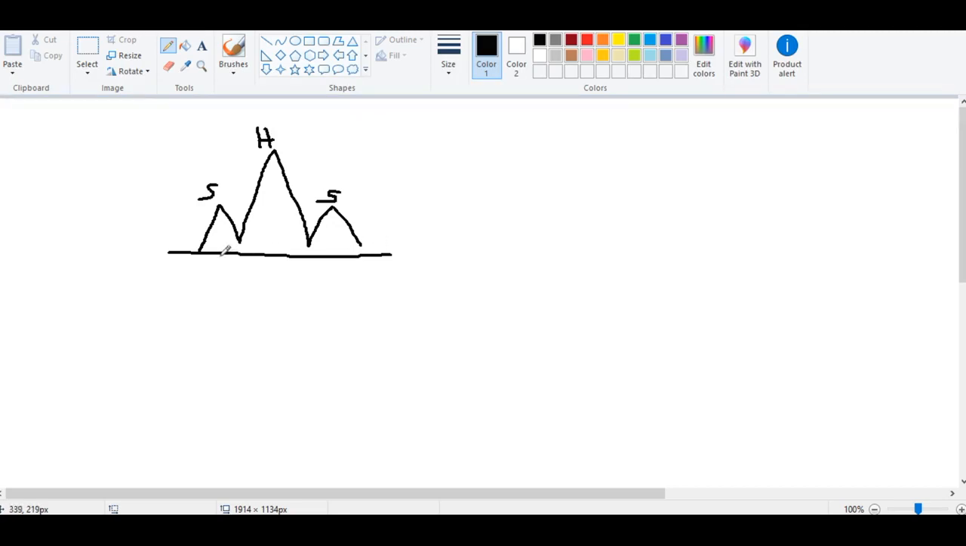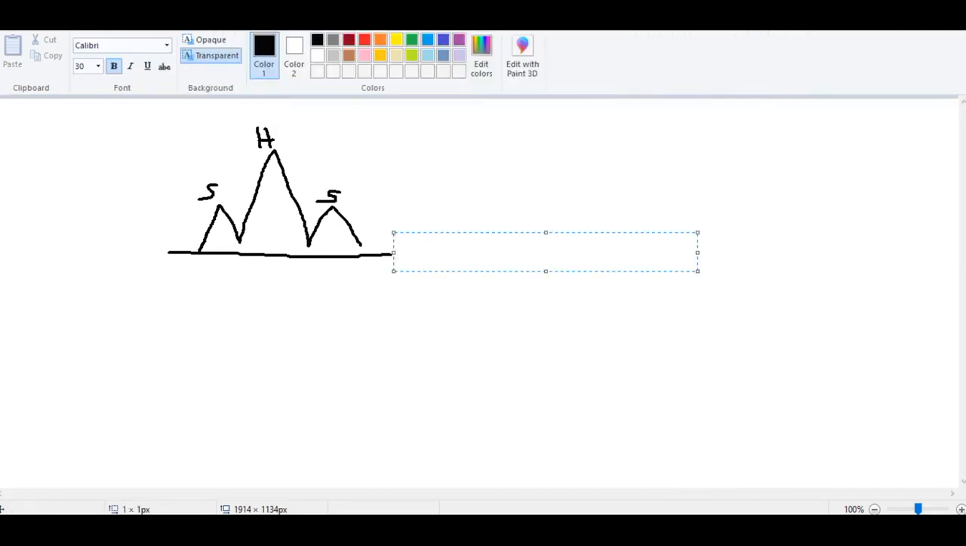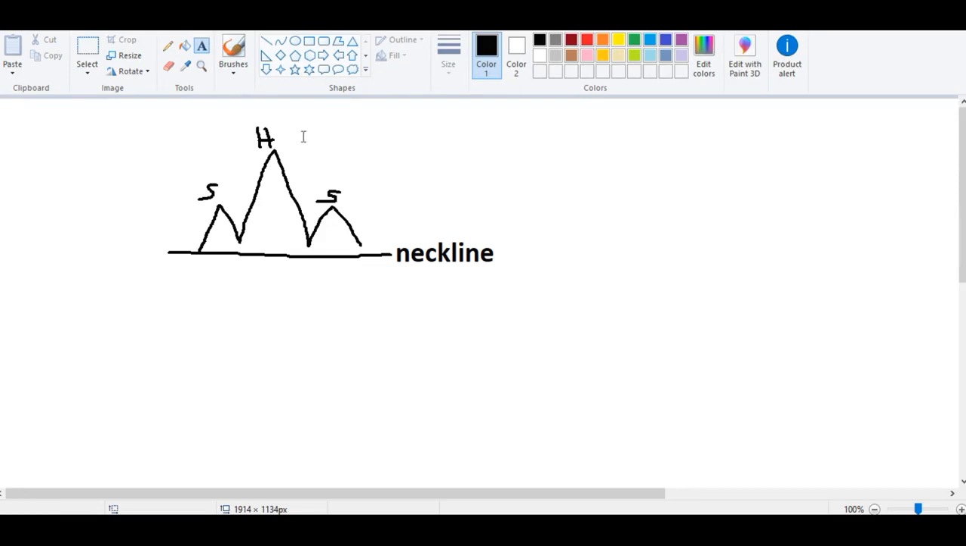Next thing we need to know is it will also always have this neckline, where the bottoms are usually equal or they're connected by this neckline. So we can label this the neckline. Now a head and shoulders can be drawn in multiple ways. One is like this. One can be on an upsloping trend line like this, and one can be on a downsloping trend line like this.